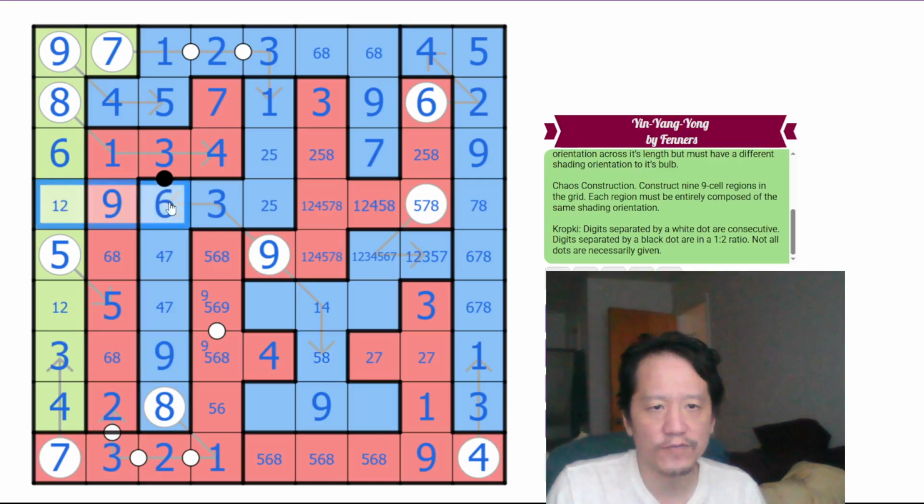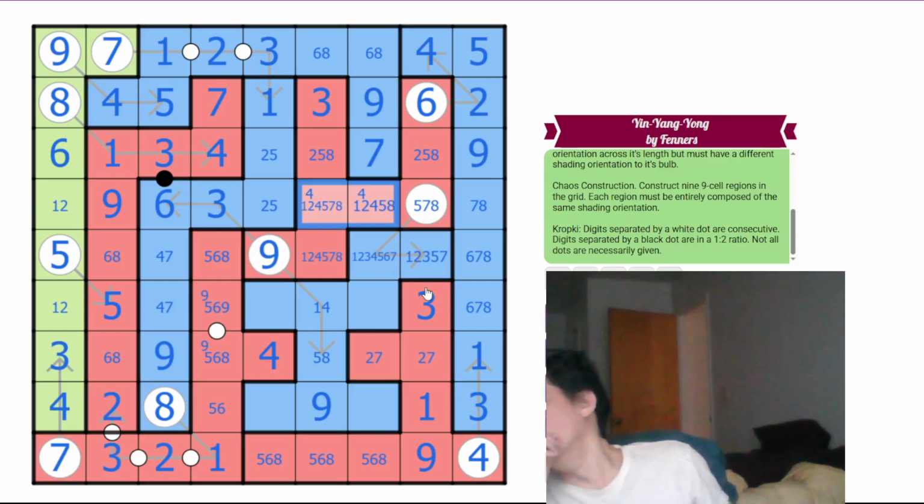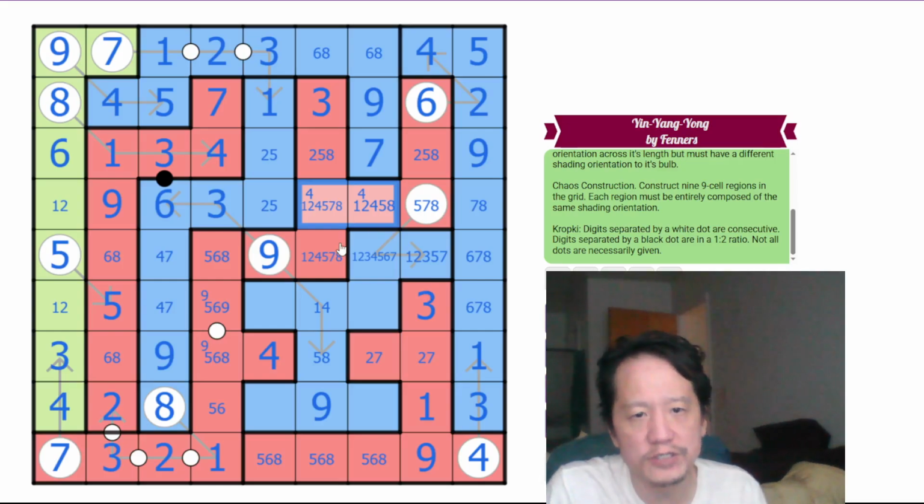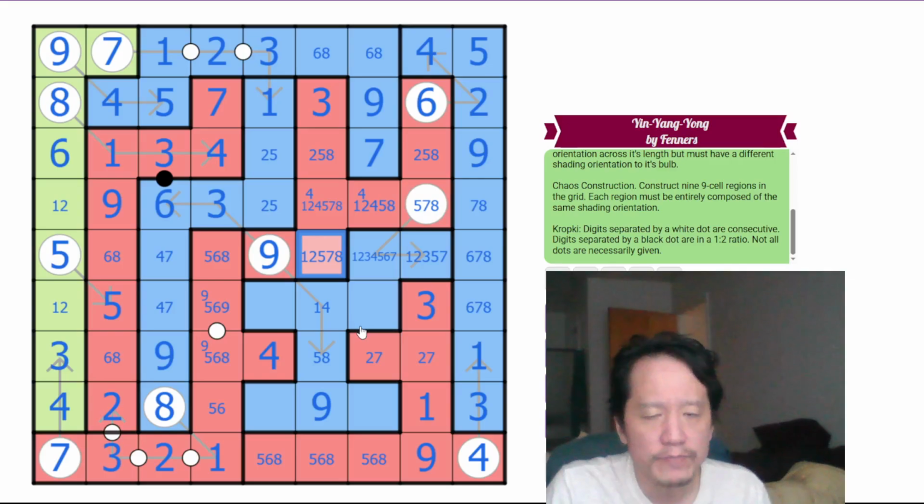Where is the 4 in row 4? It cannot be any of these, can't be any of these, so it must be one of these two. Which means 4 cannot be in the rest of that region. This can't be 1 or 3. We know, where's the 8? This can't be 5 either. This can't be 5. This can't be 5.